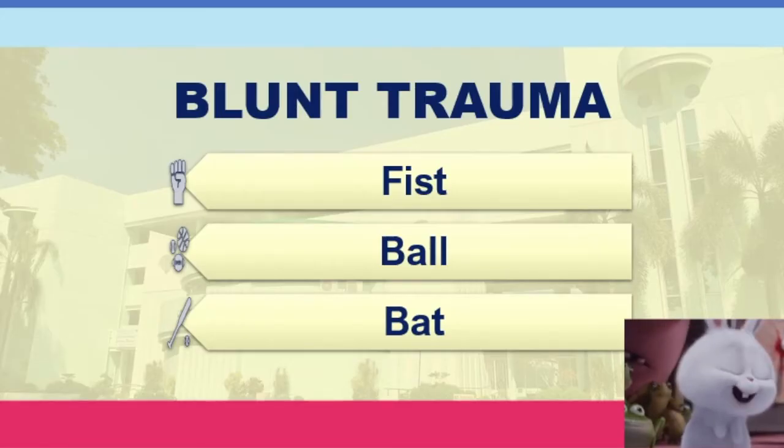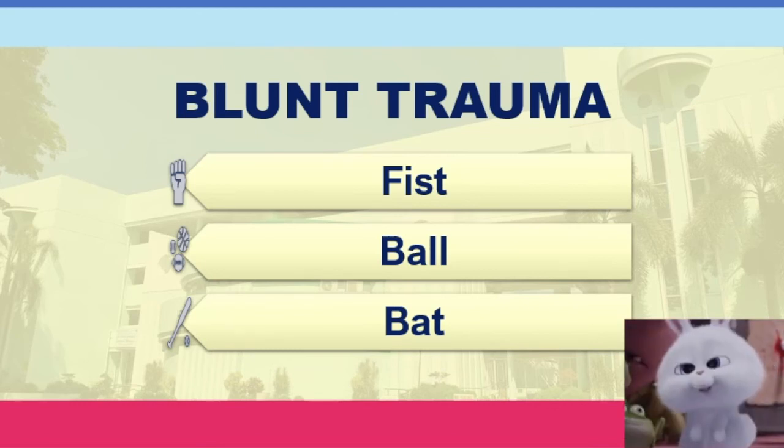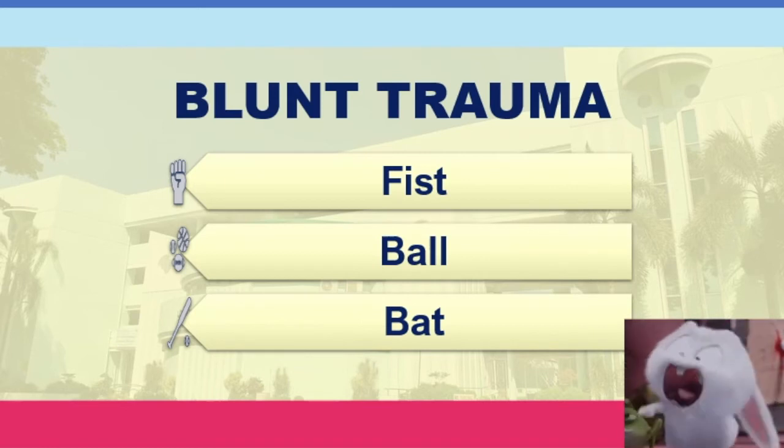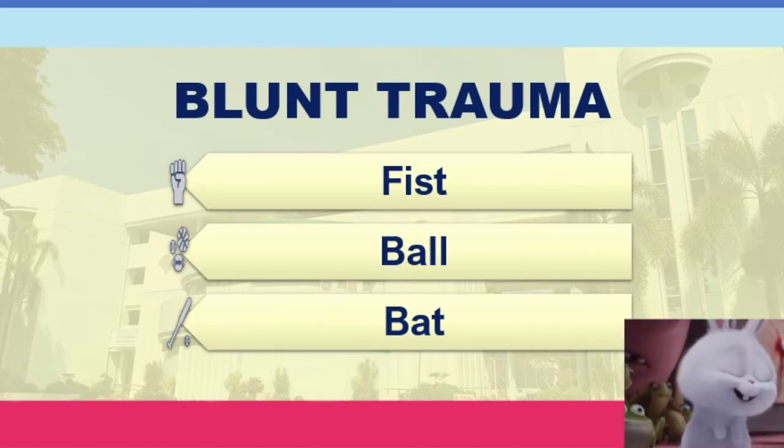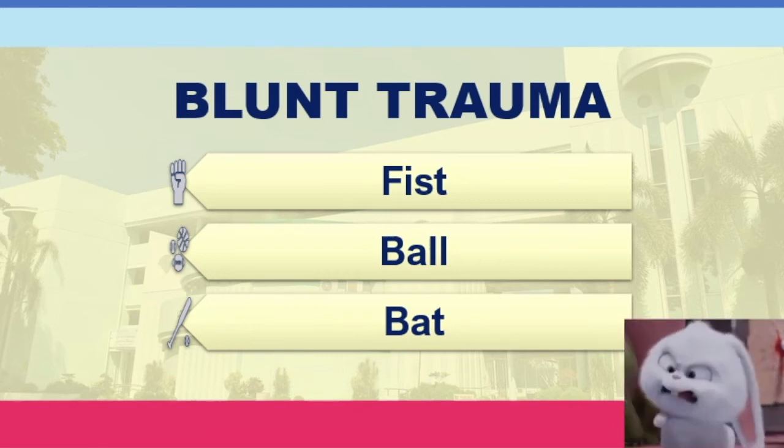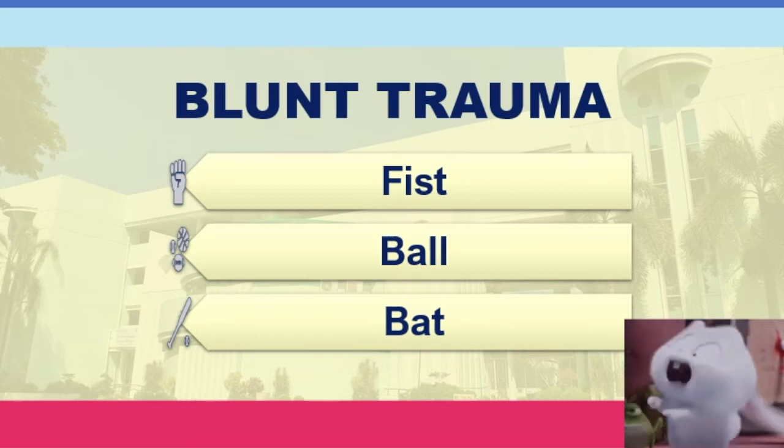Next, you have your blunt trauma. Class, your blunt trauma may be caused by any of these forces. It could be a fist, it could be a ball, it could be a bat. So, for any of those objects, class, blunt trauma may be caused to your head. That's why, for this reason, class, if you are engaged in these activities, we would usually advise the use of protective gear.